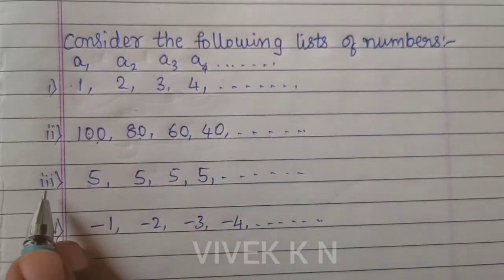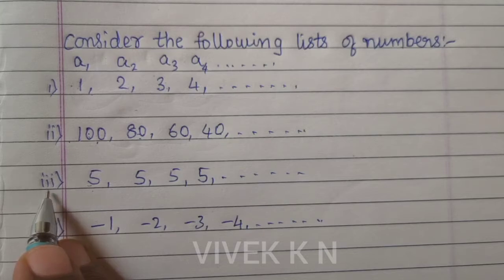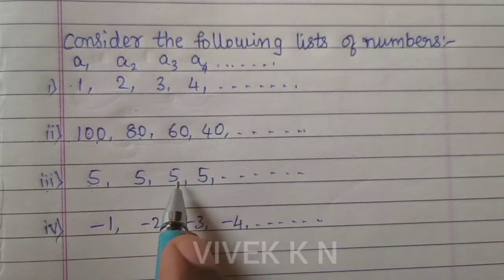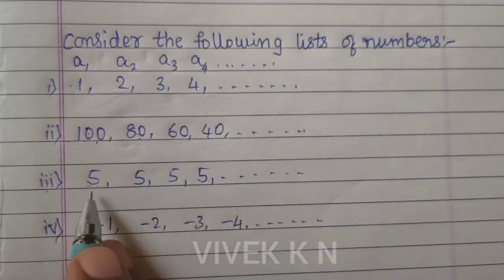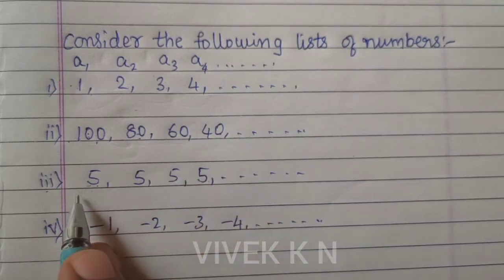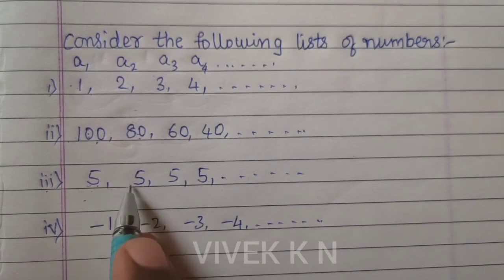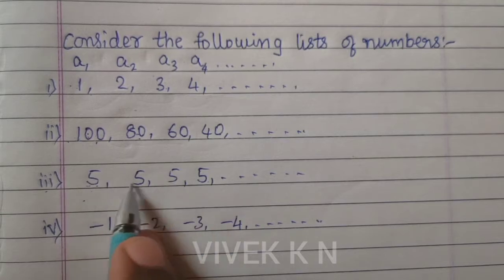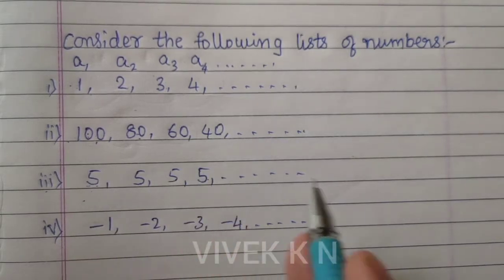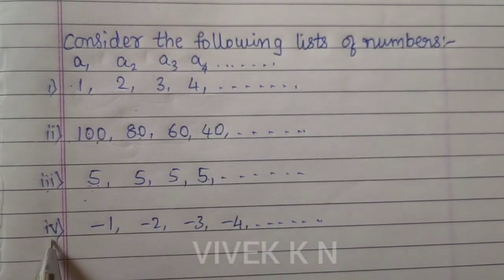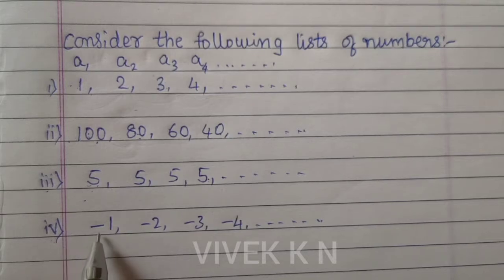Next, in this third sequence, this is A1, A2, A3, A4. All the terms in the list are 5. That is, each term is obtained by adding or subtracting 0 to the preceding term. Next, in the fourth sequence, each term is obtained by adding -1 to the preceding term except the first term.